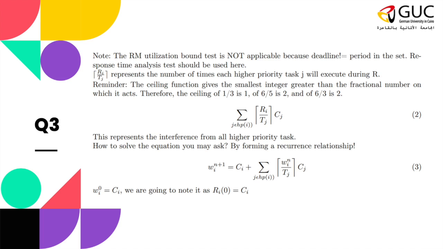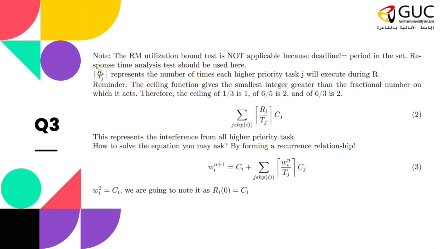So this second part of the equation represents the interference from all higher priority tasks. It checks how many tasks, and how much time these tasks take, to preempt me as task I and stop me from executing, because they have higher priorities than me, so they will preempt me and block me and execute instead of me. This part of the equation figures out all of the tasks that will interfere with task I. How to solve the equation, you may ask?